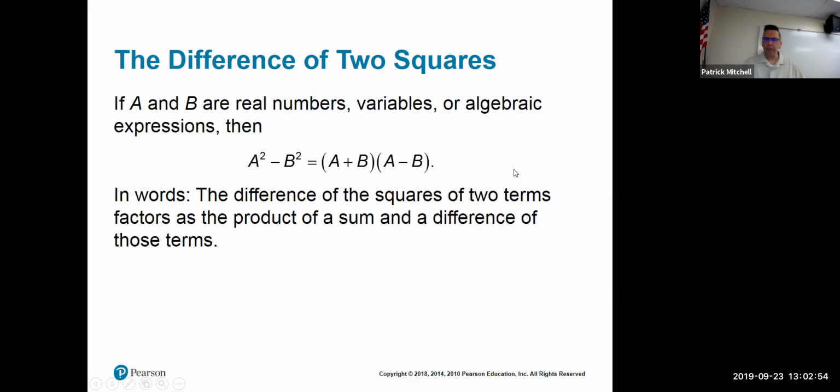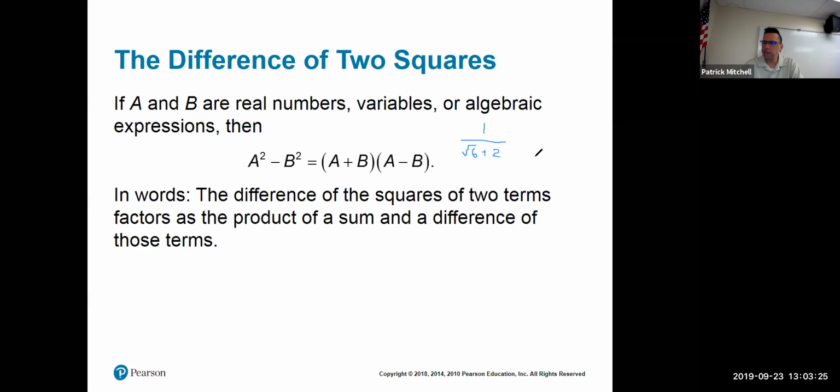Okay, so the last factoring trick that we're going to review for purposes of Chapter 5 is difference of two squares. And this is something that we've used before. We used this when we went over rationalizing the denominator when there's more than one term. For example, if you have 1 over the square root of 6 plus 2, we went over how you multiply the top and the bottom of that by the conjugate, by square root of 6 minus 2, because then it makes it fit this pattern.